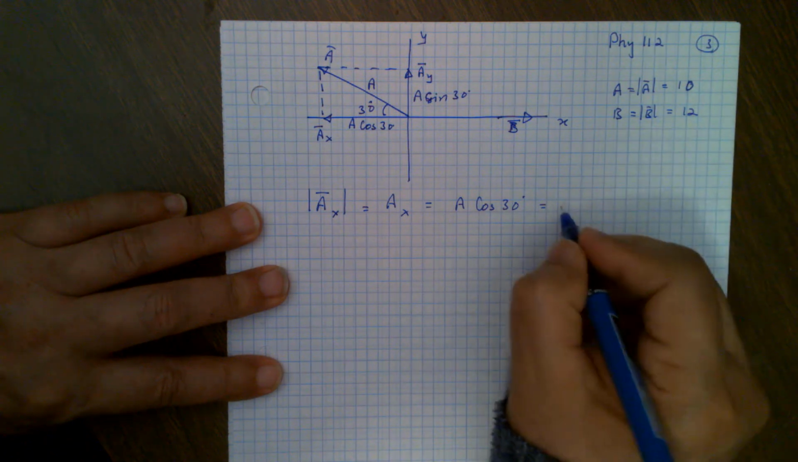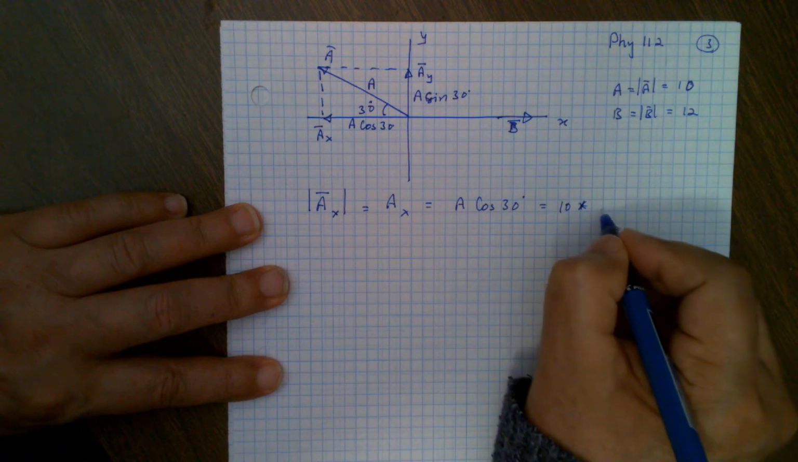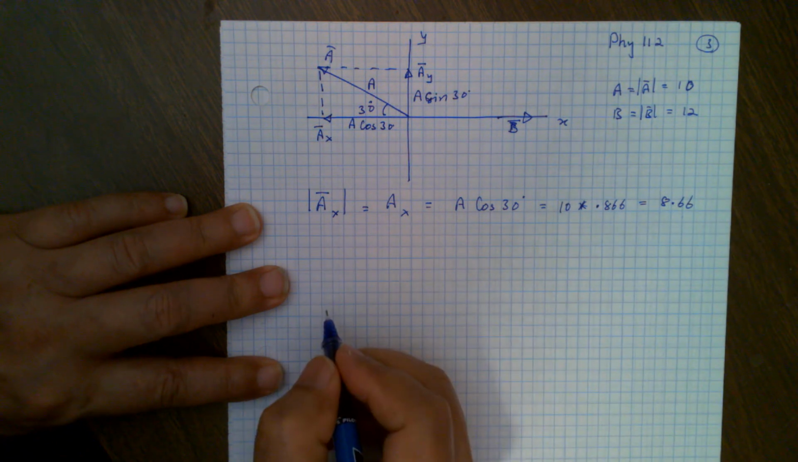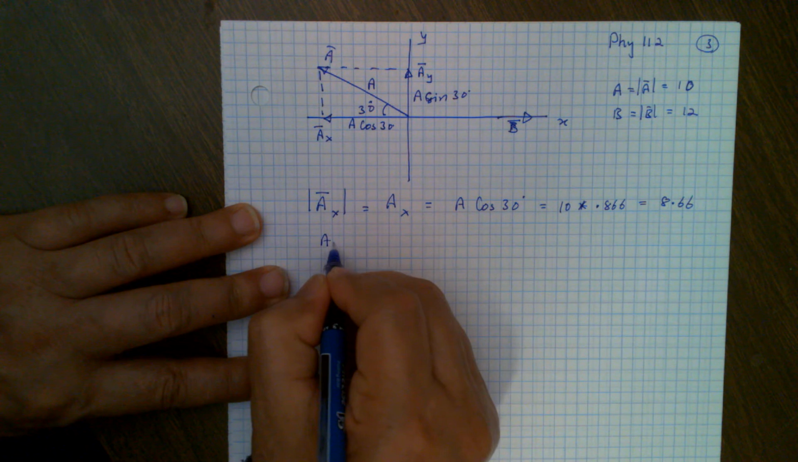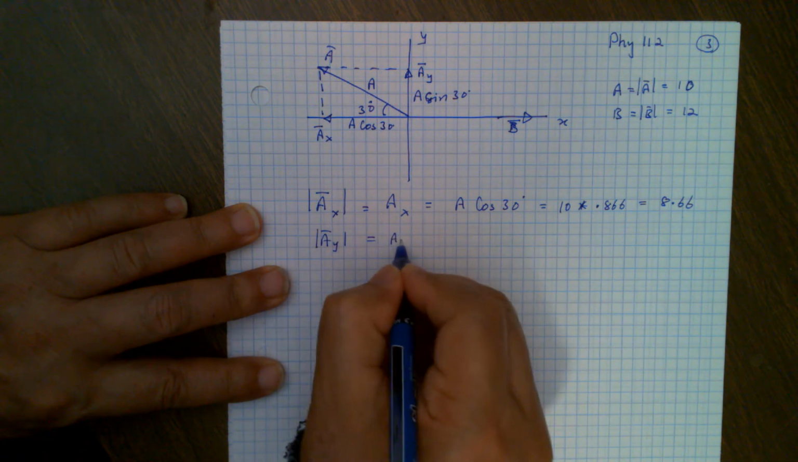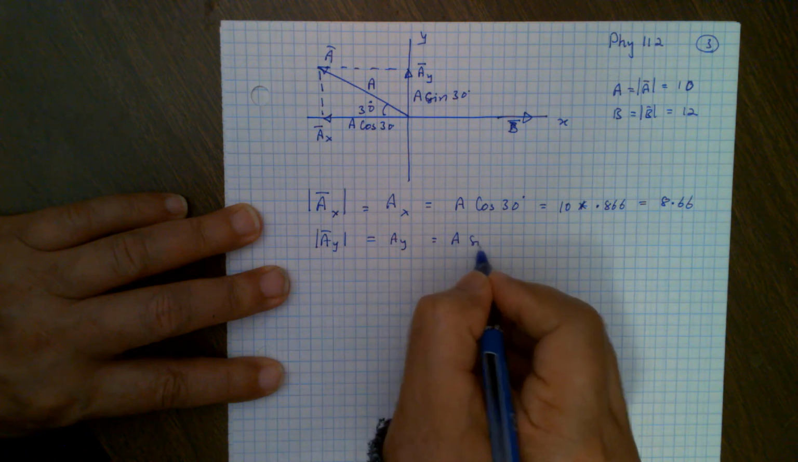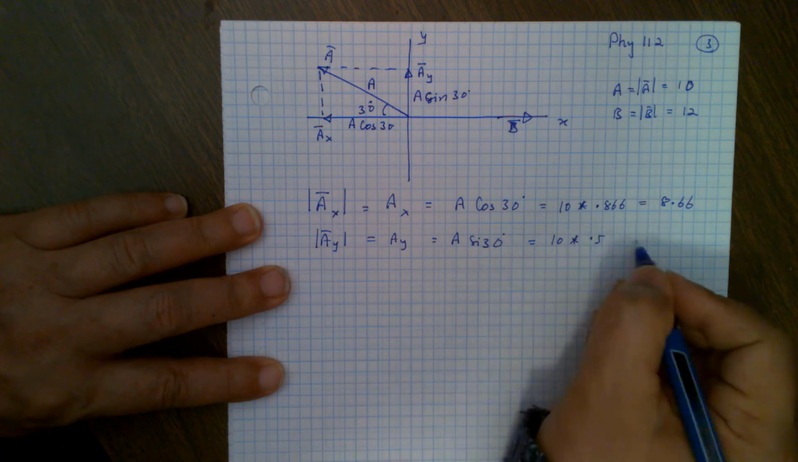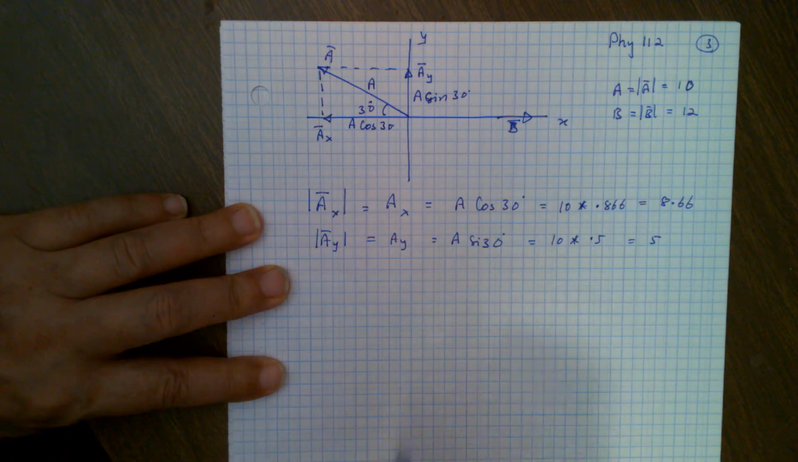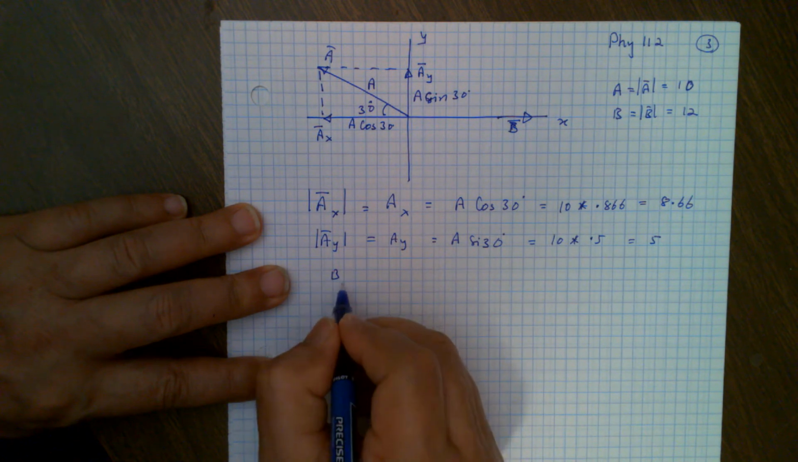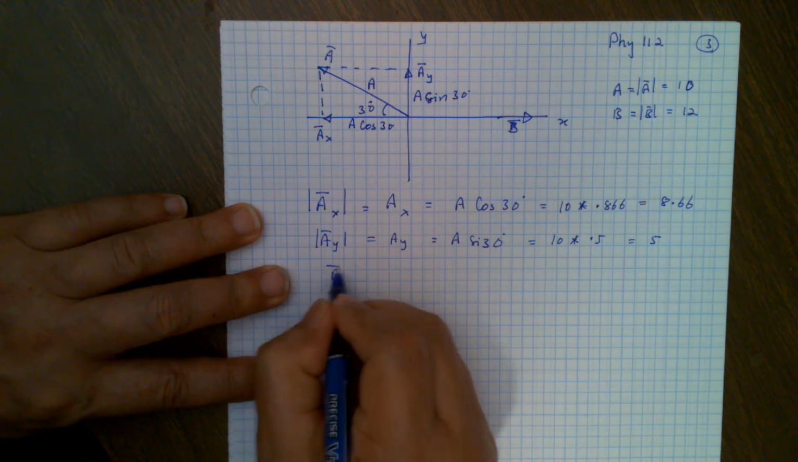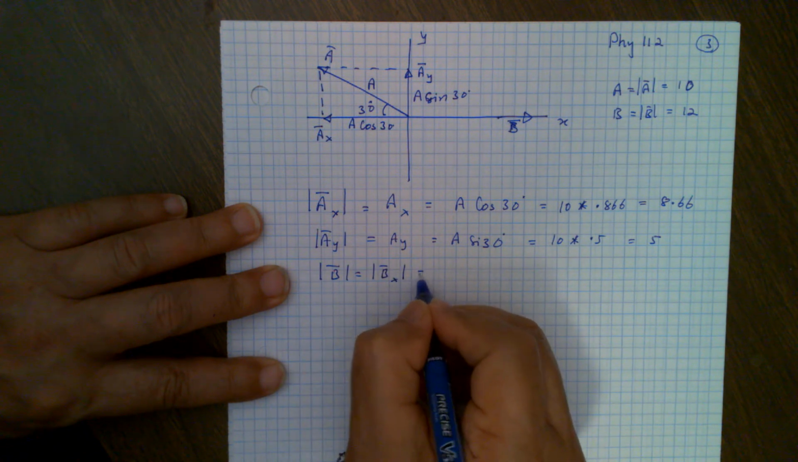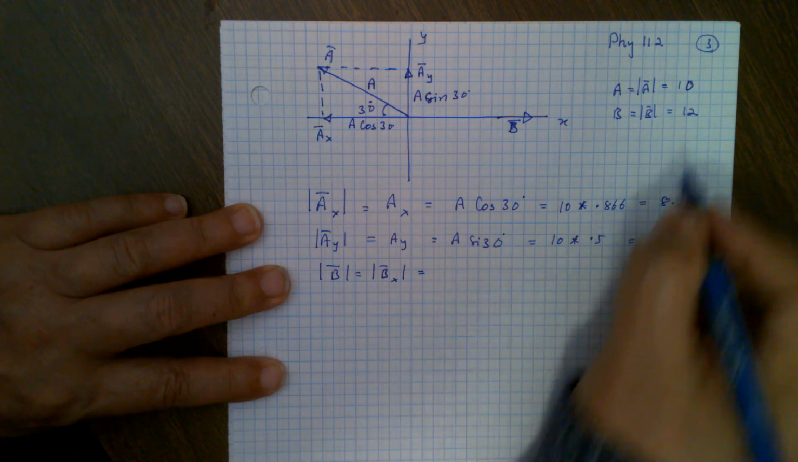So the magnitude of Ax is A cosine 30 degrees. The magnitude of A is, I said, 10. So 10 times cosine 30, which is 0.866, will be 8.66. That is Ax. And similarly, I can find Ay. The magnitude of Ay is A sine 30, and we know that sine 30 is 0.5. 10 times 0.5 will give you 5. Now, B is only in the x direction, and the magnitude of Bx is the same as B, just 12, right?